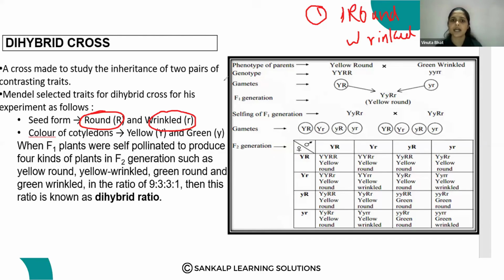In the monohybrid cross experiment, he selected the height of the plant, that is tall and dwarf, right? Only one contrasting character he selected for his experiment, that is called a monohybrid cross. So this is dihybrid. Here one more character, that is the color of the cotyledon, yellow and green. So the color of the seed, that is yellow seed and green seed. These two pairs of contrasting characters were selected for his experiment, so it is called the dihybrid cross.